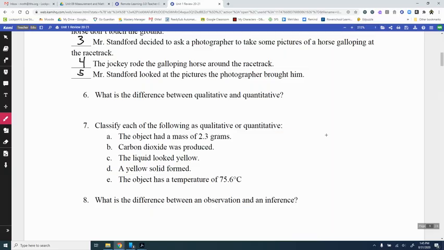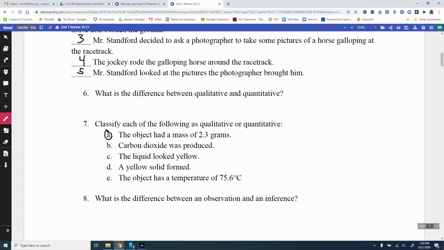For these different examples down here, I'm just going to circle the quantitative ones. Quantitative is anything with numbers. So that's going to be A, because we have an object's mass of 2.3. Basically anything that is measured is going to be a quantitative observation. And then letter E gives you the temperature of something. All these other ones, carbon dioxide was produced, the liquid turned yellow, a yellow solid is formed, none of those things have numbers in them. So those are all qualitative, and the circled ones are quantitative.